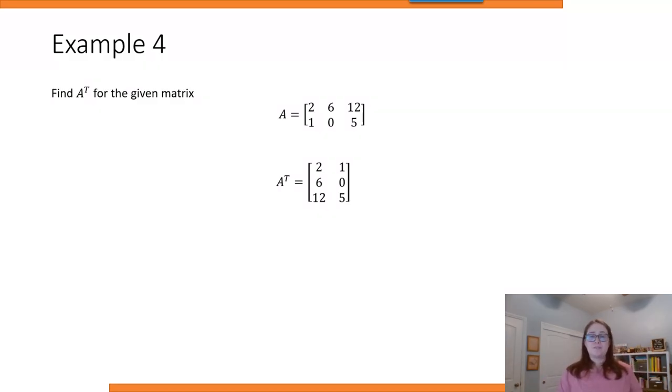We'll learn more about the properties of transposing and multiplying and adding in the next section.